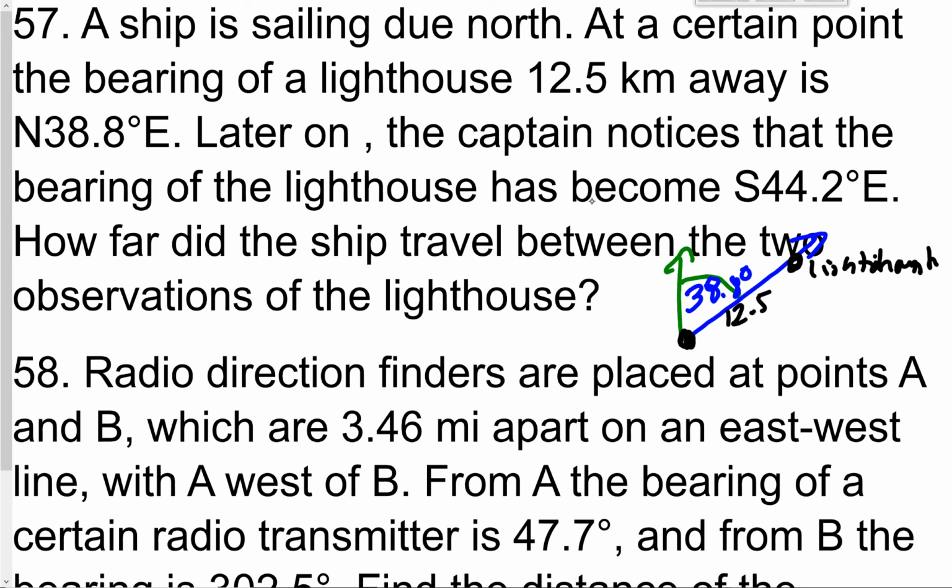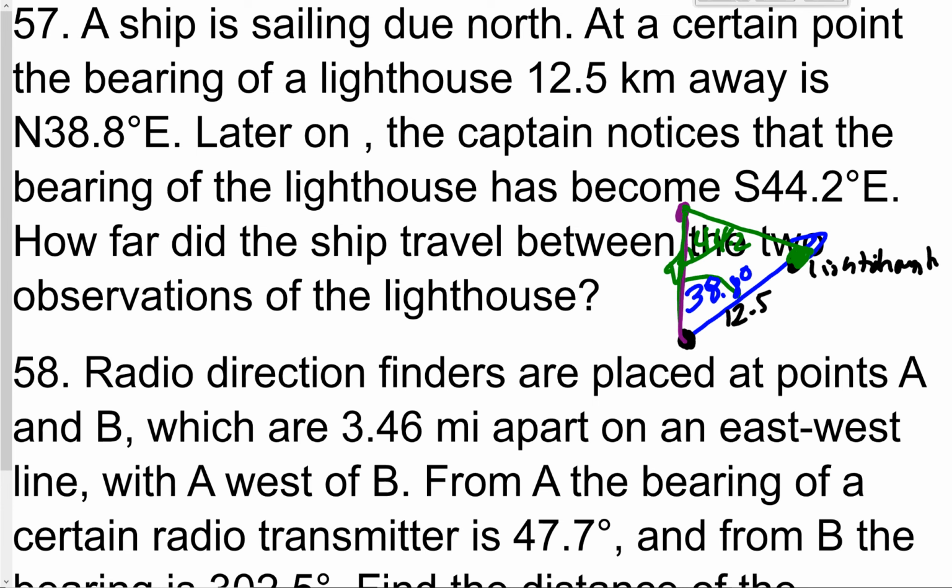Later on, the captain notices that the bearing of the lighthouse is south. So you continue to go north. That's the first point, and then here at a different one, you travel way up here, still going north, and the captain notices the bearing of that same lighthouse. The same lighthouse right here has a bearing of south 44.2 east. So that means I'm going off of this line and going to the east, traveling that way to the lighthouse. So really you have a triangle. I have lots of words here, but hopefully you can see your triangle.